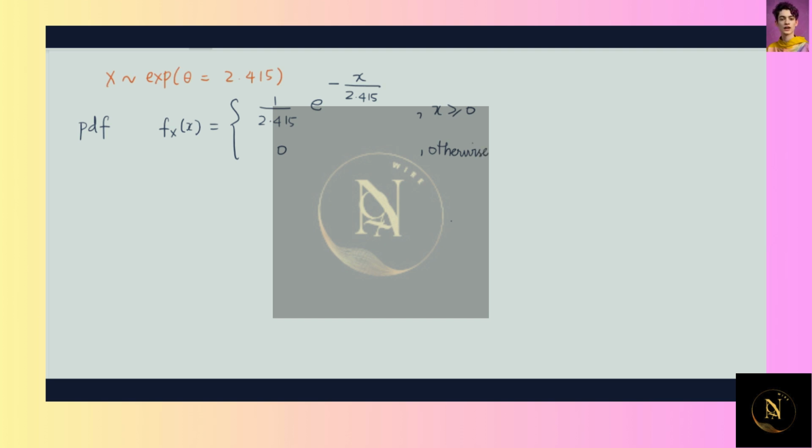Now we will also find the cumulative distribution function, CDF, which is also written as capital F of x, which is actually 1 minus e power minus x over 2.415. Now let's go down with the questions.